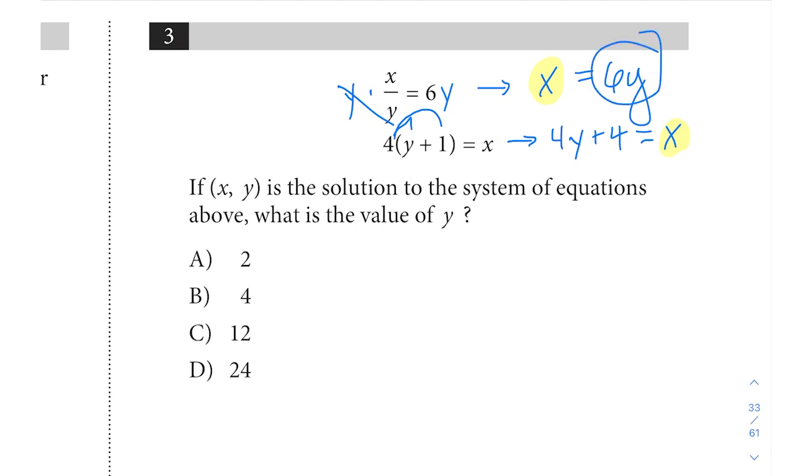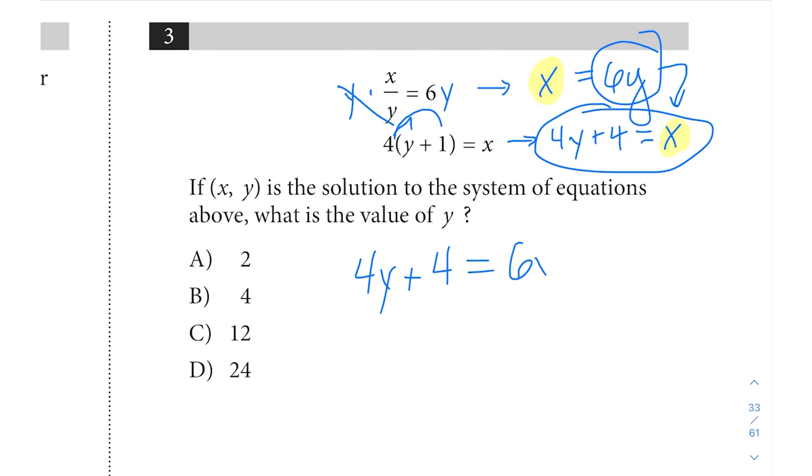And here, whenever you're dealing with a system of equations, if they've already isolated a variable for you, then that's great, because we can take whatever that's equal to, in this case the 6y, and plug it in for that variable in the other equation, and that's exactly what we can do here. So here we would have 4y plus 4, and then instead of writing equals x like we had here, we know that x is equivalent to 6y, so we can substitute that in. This is the same thing as saying 4y plus 4 equals 6y.